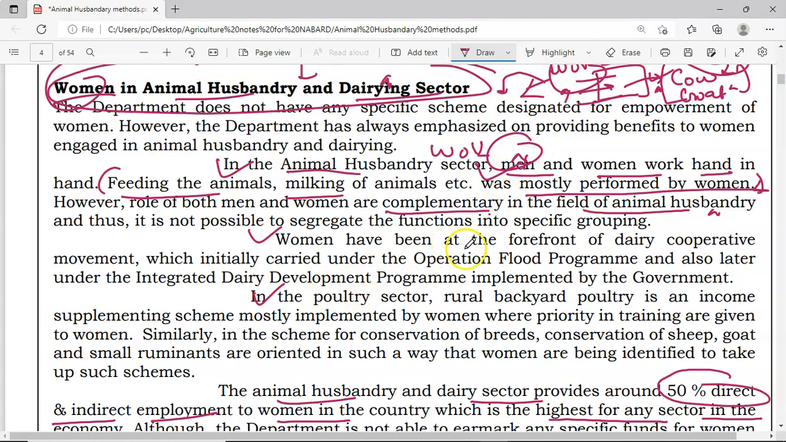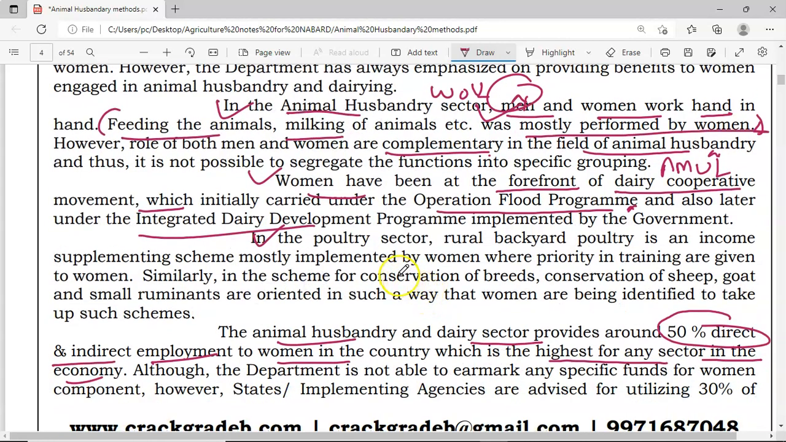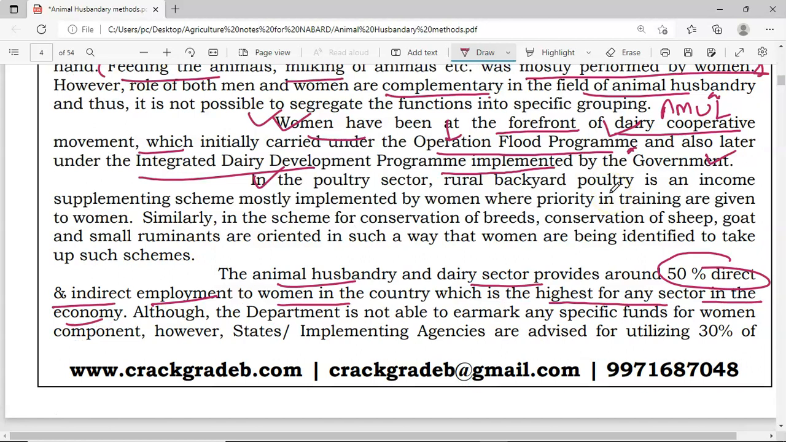You have to remember the formation of Amul. Women have been at the forefront of the dairy cooperative movement, which was initially carried out under the Operation Flood program, and also later under the Integrated Dairy Development program, which is implemented by the government. So the major role played by women in this dairy sector is not restricted to the rural area only. They are also playing their role in the dairy cooperative movement and dairy cooperative sector.